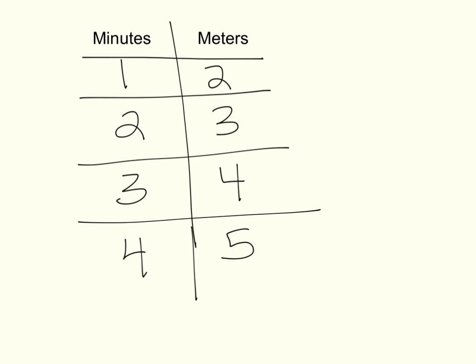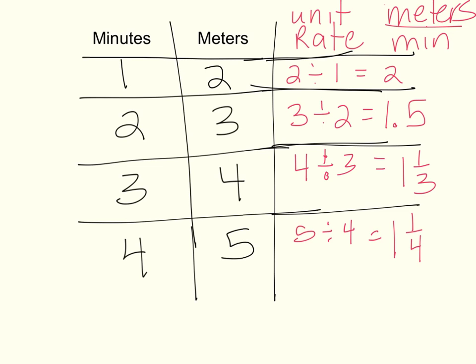So I want you to test the table, see if the table is proportional, and that'll tell us if the graph is proportional or not. So pause the video, test the table, and press play when you're ready to check your answers. So the unit rates that you should have gotten should look like this. So you should have gotten 2 meters per minute, or 1.5 meters per minute, 1 1/3 meters per minute, or 1 1/4 meters per minute.